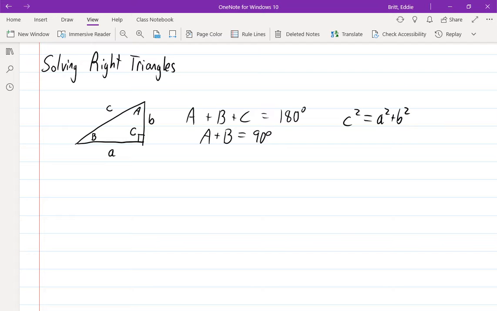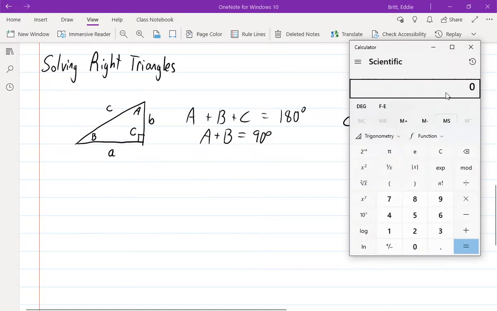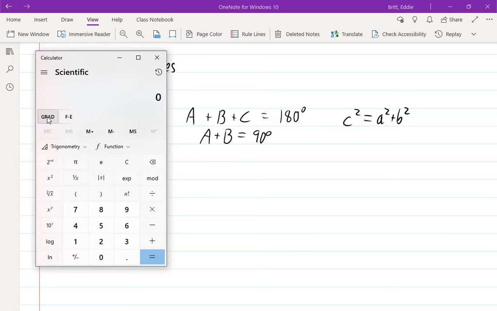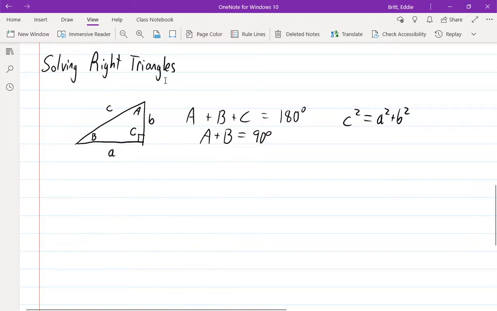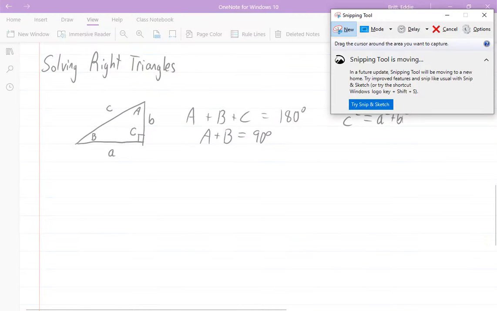All right, so first, let's look at a problem where we can solve for a side without using the calculator. I'm sorry, not a side, but an angle measure without using a calculator. But you will have to use a calculator here. So I'm going to go ahead and bring up a calculator. And you need to make sure it's in degree mode. So if it's in radian mode, change it to degrees. And the first problem that we're going to look at, I'm just copying these examples from the book.